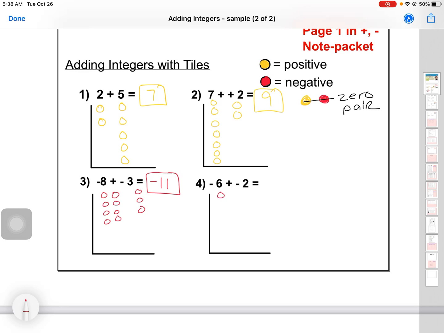Number 4 is a similar problem in that you would start with 6 red and 2 red. Again, they're all the same color. You're just putting a bunch of negatives together. So your answer would be negative 8 because that's how many chips you have total.